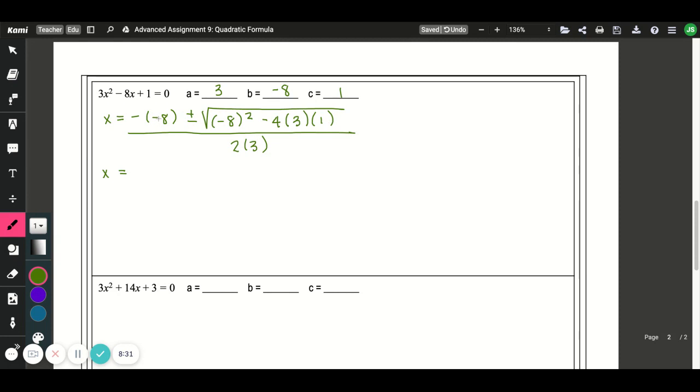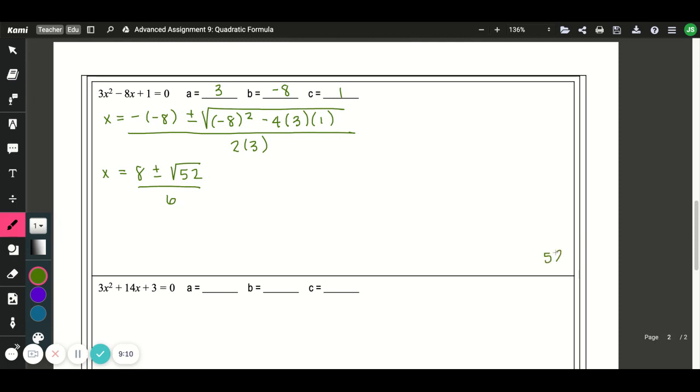So negative 8, the opposite of negative 8 is positive 8, plus and minus, this whole square root equals 52 over 6. So when we try to take the square root of 52, it's going to be 7 point something, right? Square root of 49 is 7. Doesn't come out to be a whole number. So this is why we did that lesson earlier this week with simplifying radicals, because we can't leave it like this. We're not going to use a decimal. No decimals. So we have to simplify this radical.